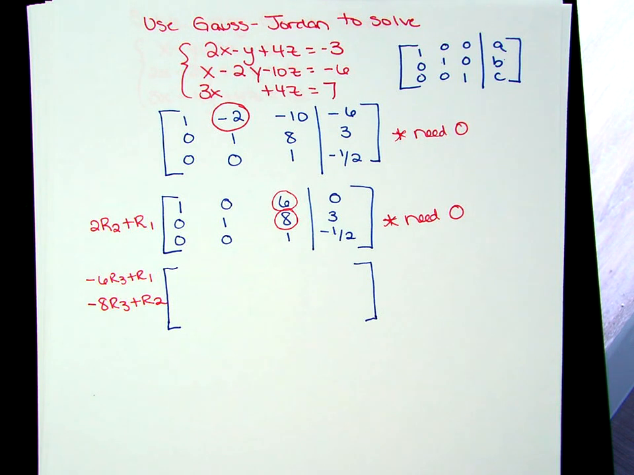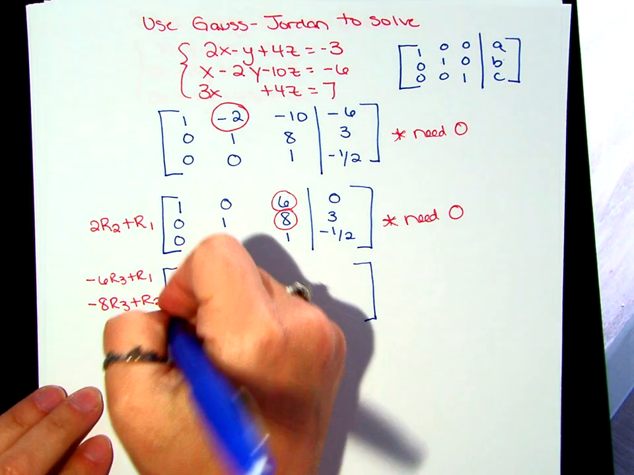So row 3 is the only one that's not going to change. And if it makes you uncomfortable to do two of them at once, just do the negative 6 times row 3 plus R1 and then rewrite the matrix and do the second one. It just saves a lot of paper space the more comfortable you get with doing more than one of these at a time.